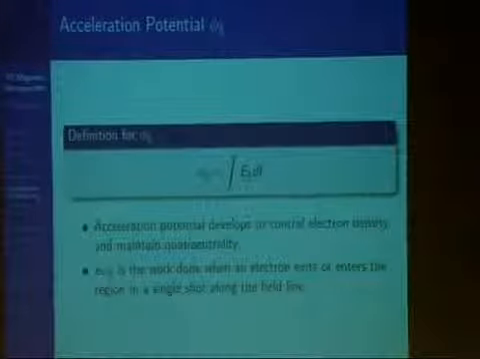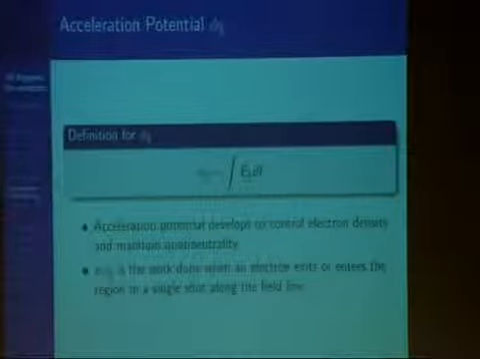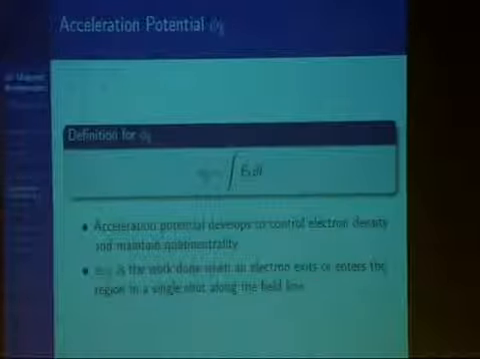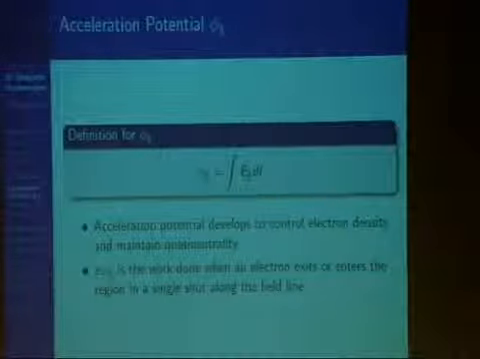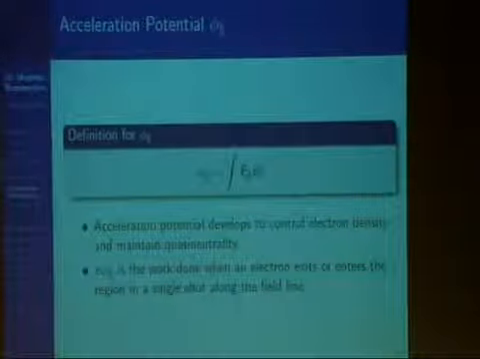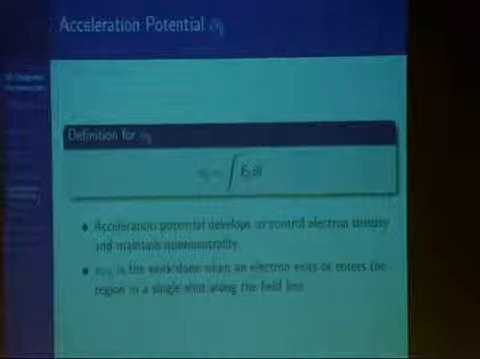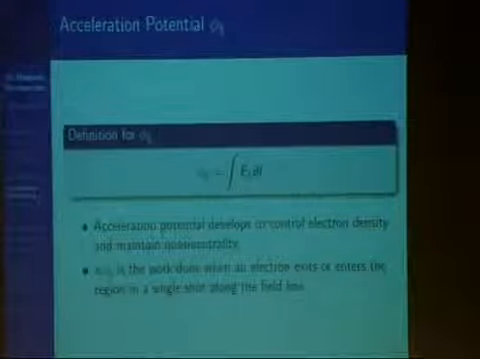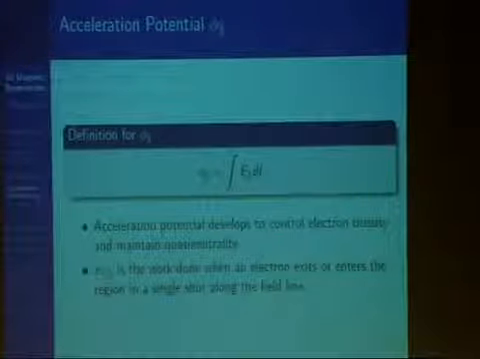So in two-dimensional plasmas, something called the acceleration potential has been created to parameterize the effect of the electric field. The acceleration potential usually develops to control the electron density and maintain the quasi-neutrality, and is often denoted as phi parallel, and the definition is shown here. And the acceleration potential is often called a pseudo-potential. This is because when phi parallel is multiplied by the charge of an electron, it measures the work done when an electron exits or enters the reconnection region in a single shot along the field line.